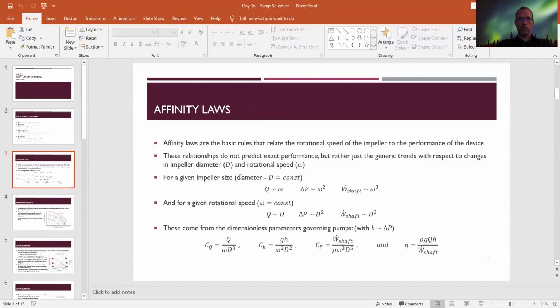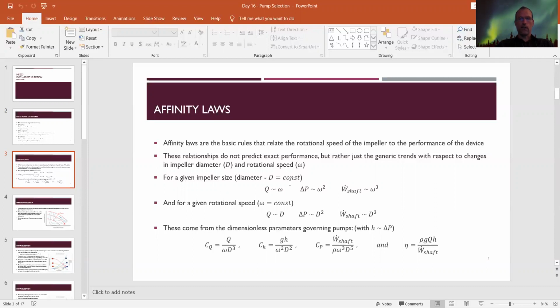So if I look at changing the rotational speed, for a given diameter, so diameter stays constant, if I change my rotational speed, my flow rate is going to change accordingly. If I double the rotational speed, I double the flow rate out of the pump. My pressure or head loss, because pressure and head loss are basically related linearly, if I double my rotational speed, I'm going to end up quadrupling the head loss or pressure. And in terms of the shaft power required to turn this pump, if I double my rotational speed, that's going to require a shaft power increase of 8 times because it goes like omega cubed.